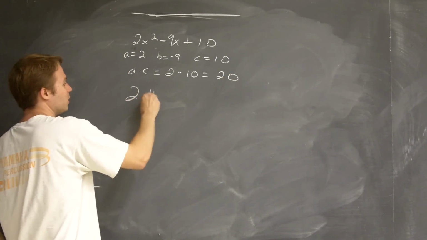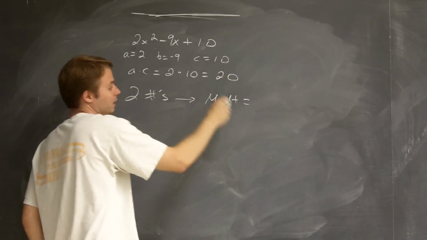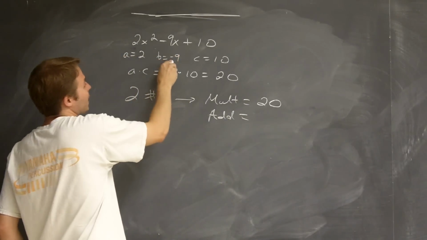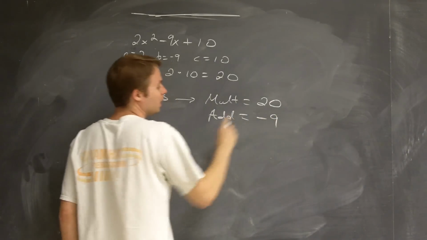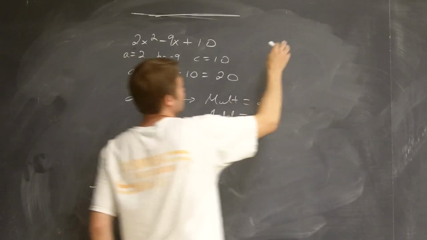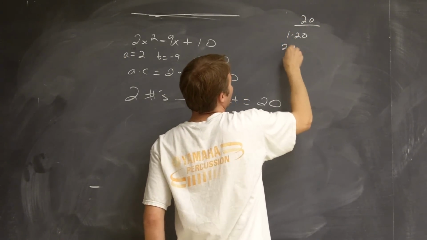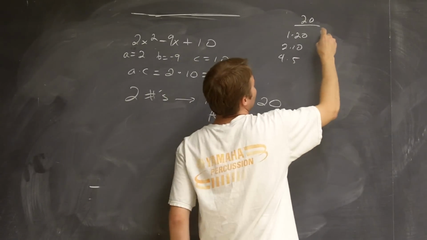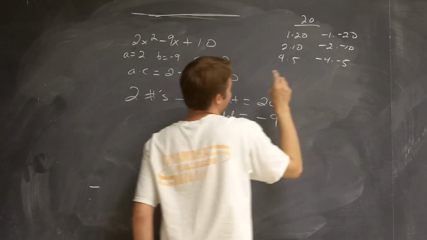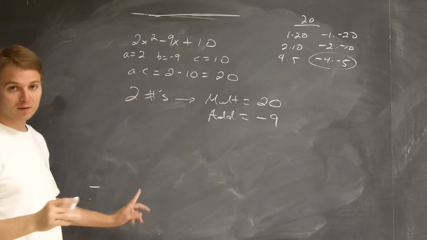And now I want to find two numbers that when they multiply, they equal 20, a times c, but when I add them, I want them to equal my original b, so I want them to equal negative 9. So in this case, again, I can go through and figure this out by doing all of the factors of 20. And the one that I want is negative 4, negative 5. But in this case, I can't factor quite yet.